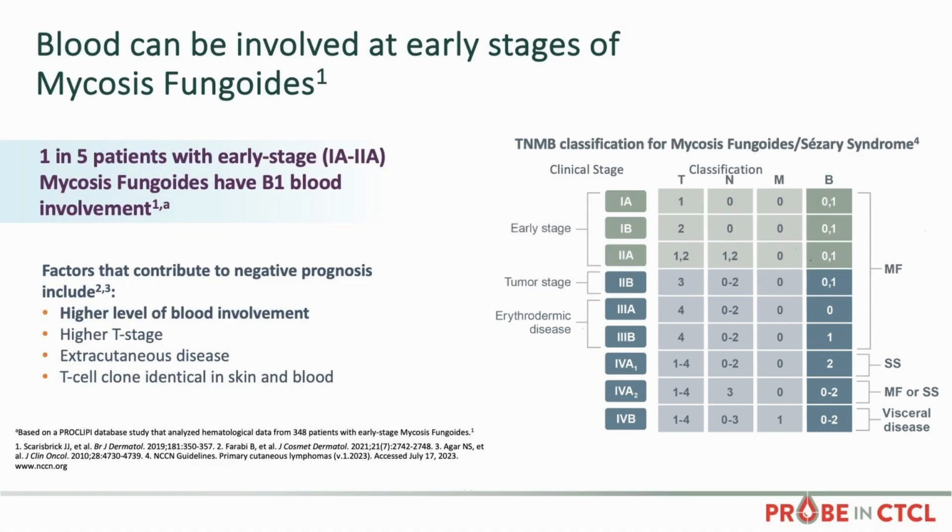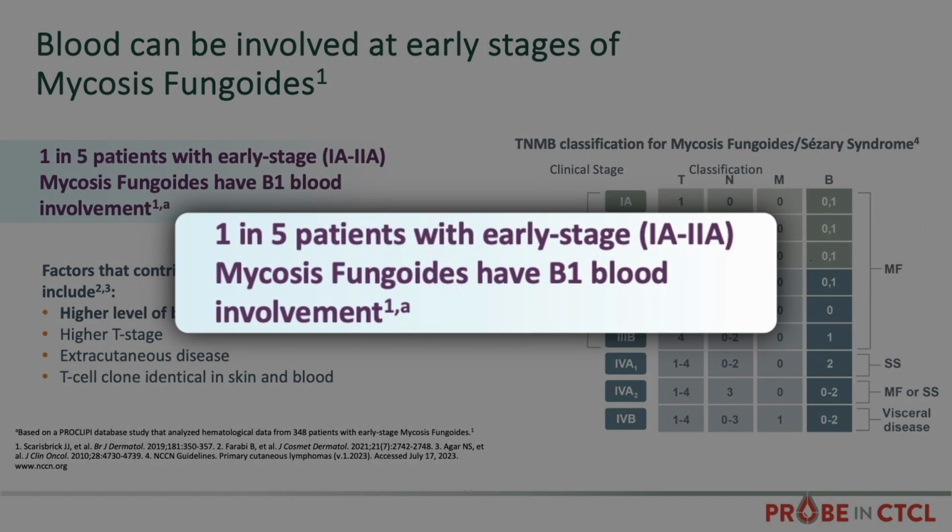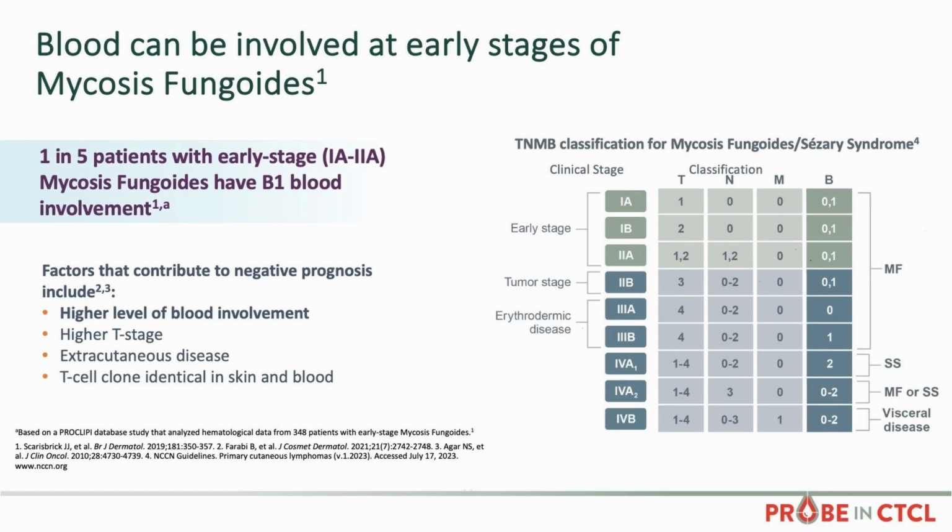So why it is important to evaluate these patients from the beginning, and why it is relevant to evaluate the blood compartment at all stages, is because of data that came out from a very interesting paper from the PROCLIPI study, which is an international prospective study looking at patients with MF and Sézary. They found 1 in every 5 patients that have early stage disease have B1 blood involvement. And we know that those are patients who have a higher likelihood of progressing during the course of the disease. That is why it's so critical.